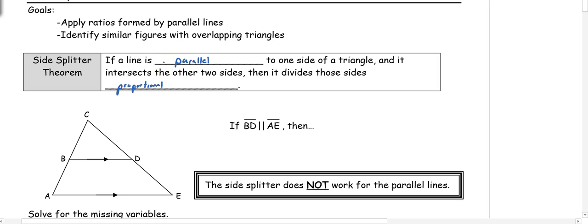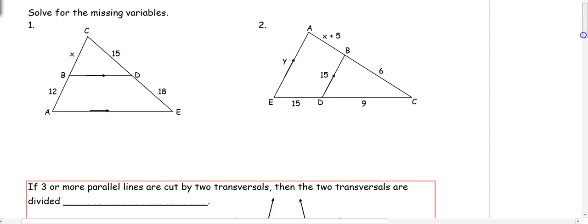So, for example, if BD is parallel to AE, then CB over BA has to be equal to the proportion of CD over DE. It does not mean that the sides are equal. It just means that they reduce to the same ratio. Remember that side splitter can never be used for the parallel lines of the triangles.